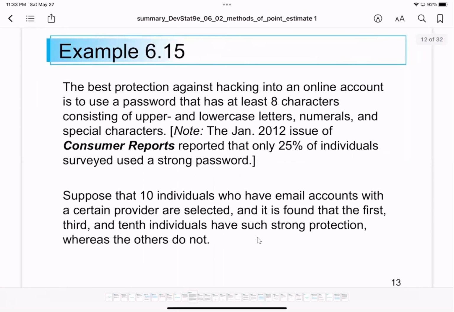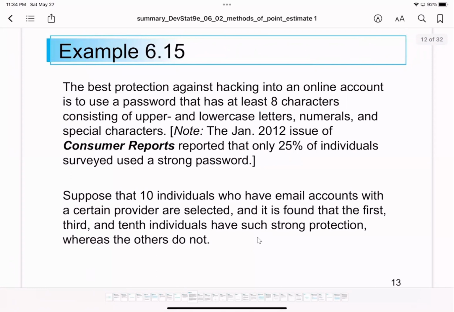We'll illustrate with an example. For this example, we consider email accounts, and whether a password is strong or not strong. Suppose that out of many people's passwords, 25% of individuals' passwords are strong. So 25% are strong passwords, and the remaining 75% are not strong passwords.